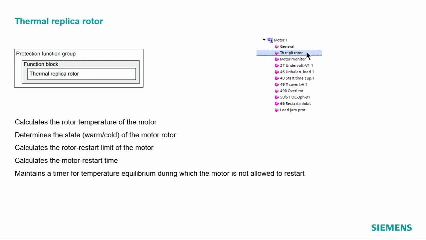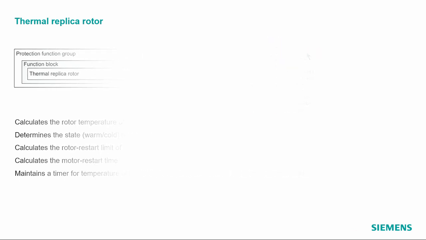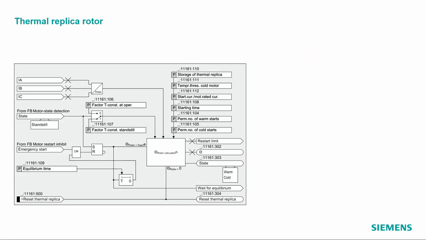I think I talk about that a little bit later when we have some diagrams about that. So here we have the logic diagram. First of all, I can define if I want to store the thermal replica if there is no auxiliary voltage. So if there's a power supply failure of the relay, then maybe I want to start again with the already existing temperature, and I think it's a good idea to switch that on.